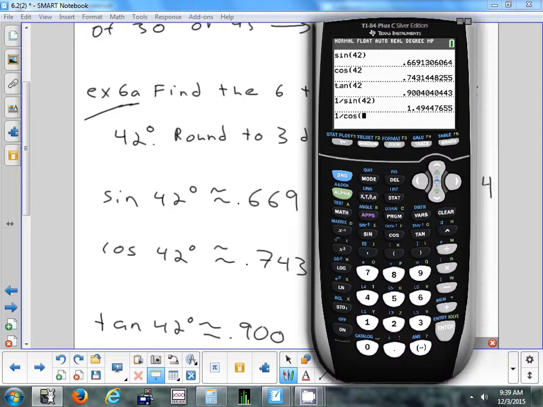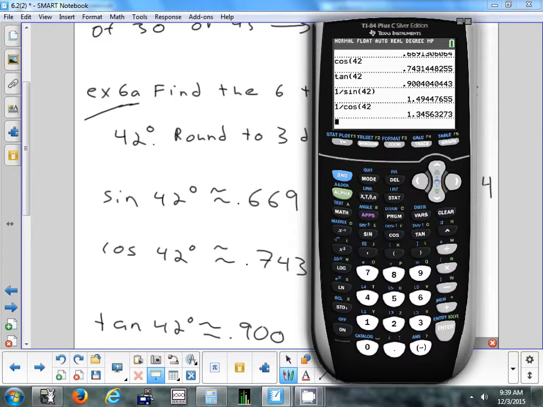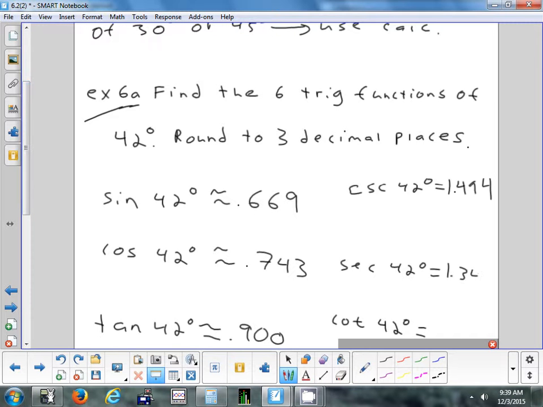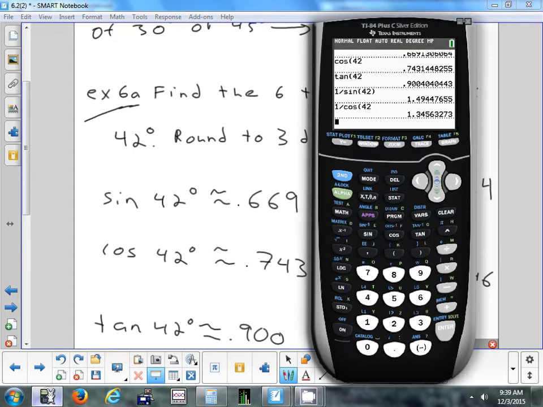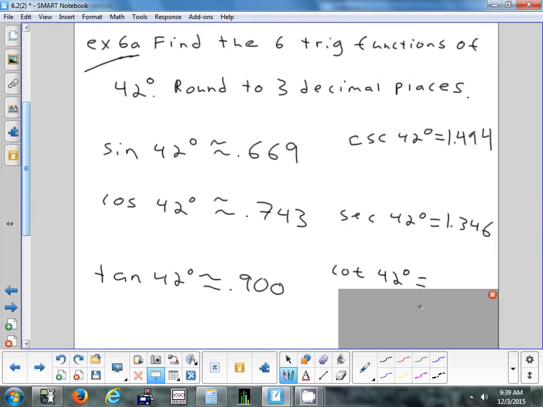Okay, 1 over cosine 42. That's 1.346. Okay, and last one, 1 over tangent 42. 1.111. Anytime you have an angle that's not a multiple of 30 or 45, this is how we're going to do it. Unit circle trig is only used for multiples of 30 and 45. Okay, questions on using the calculator?